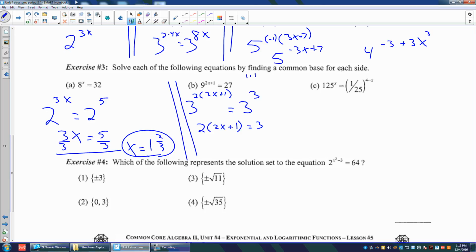Now I could divide both sides by 2, but I'm going to distribute. So I have 4x plus 2 equals 3. Subtract 2 from both sides, 4x equals 1, divide by 4 on both sides, x equals 1 fourth.